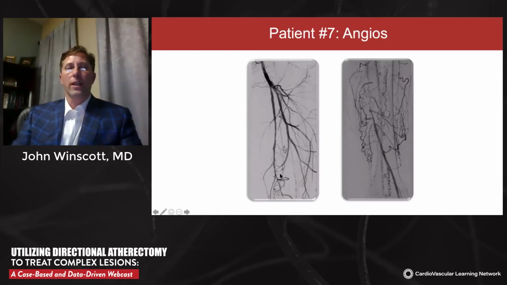You can see here on the angiography, it's a left lower extremity. The common femoral is patent. The profunda is fairly free of any significant disease and provides important collaterals to the popliteal.